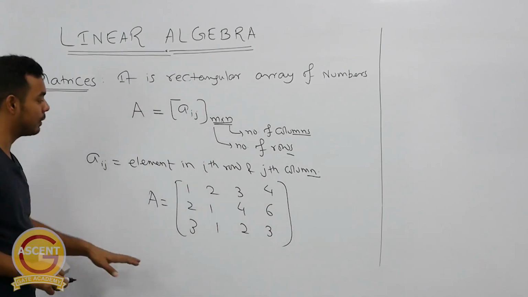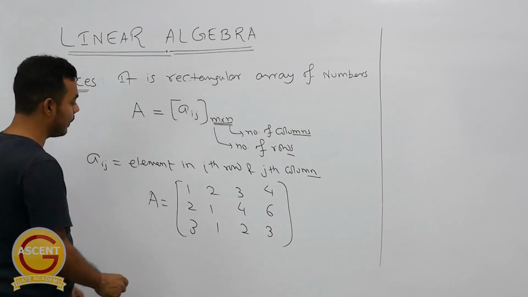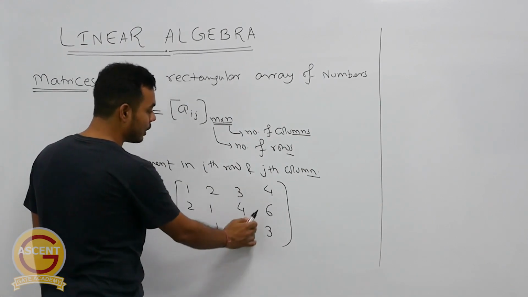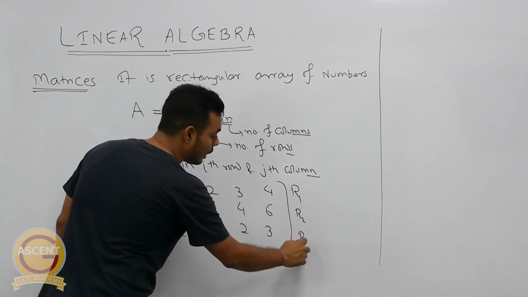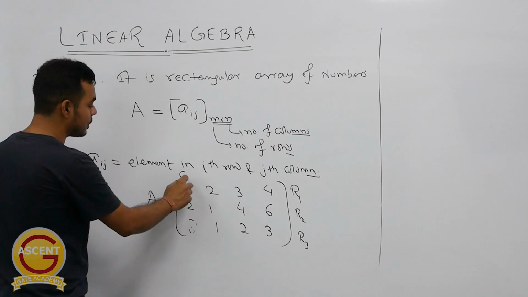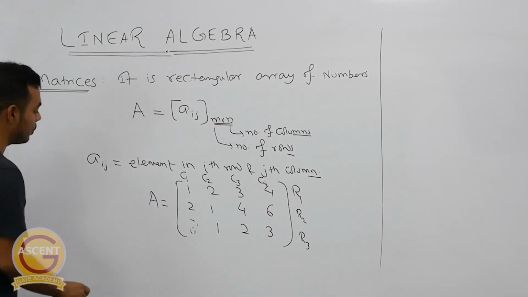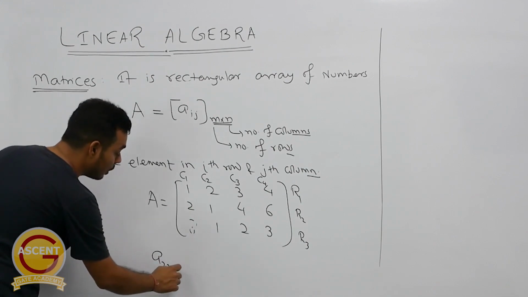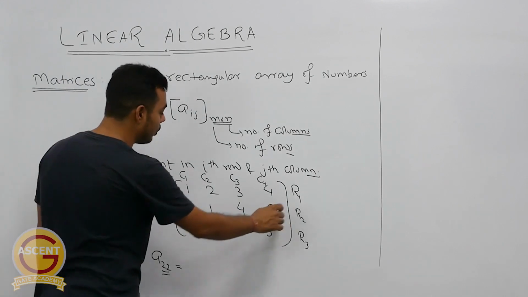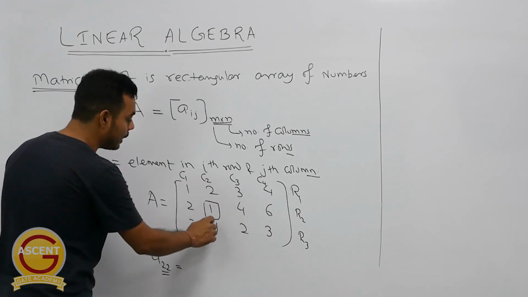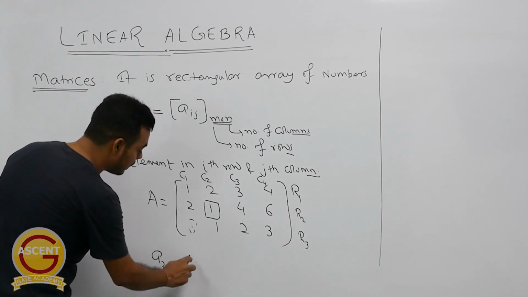Suppose I have this matrix. You can easily see that there are 3 rows, first row, second row and third row, and there are 4 columns, first column, second column, third column and fourth column. These are the 3 rows R1, R2 and R3, and these are the 4 columns C1, C2, C3 and C4. Now if I ask you what is the element A22, this will mean the element in the second row and second column. Now the element in the second row and second column is 1. So A22 will be 1.